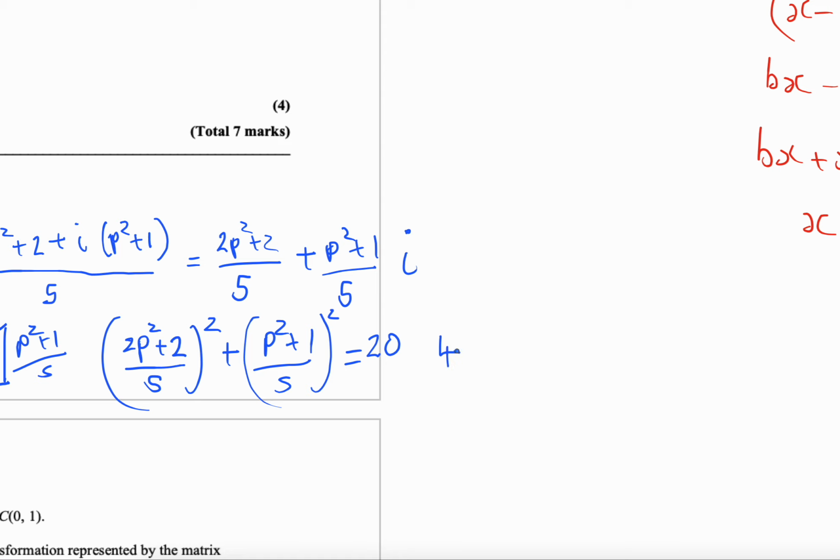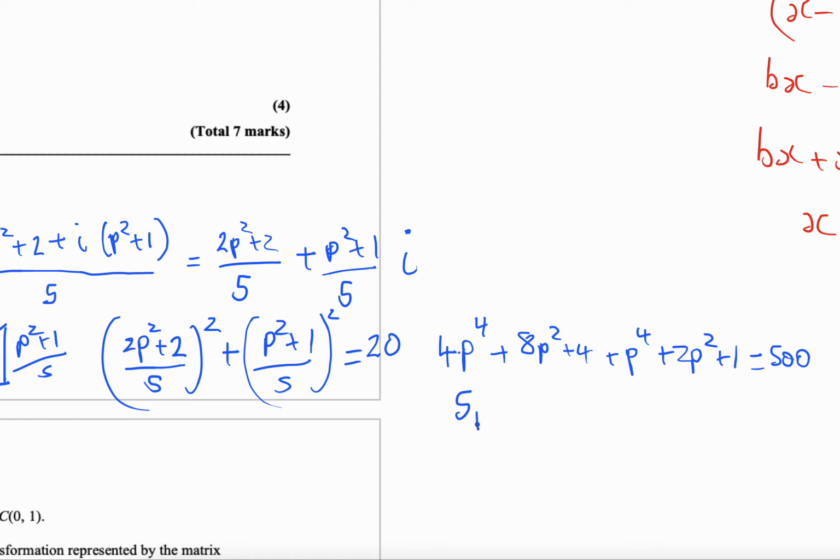All right, so that's going to give us 4p to the 4 plus 2 times that, that's going to be 4 plus 8p squared plus 4. Our second brackets are going to multiply out to give p to the 4 plus 2p squared plus 1. And all of that is equal to 5 squared times 20, so 20 times 25. So that's 500.